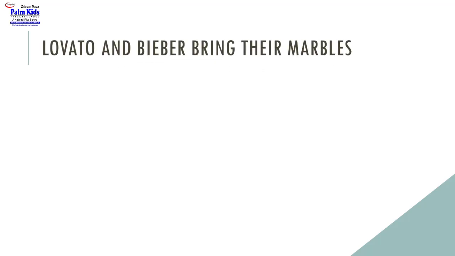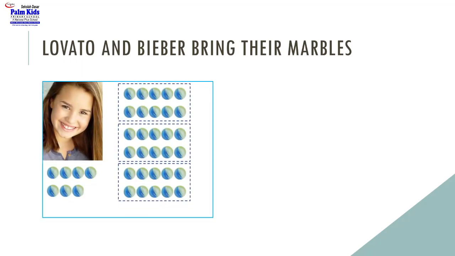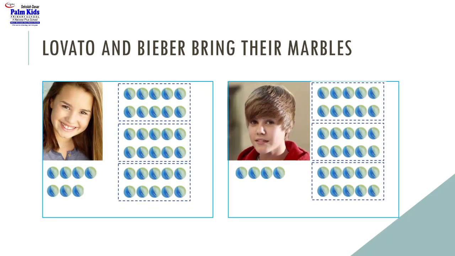Now we have a problem that Fato and Bieber bring their marbles. This is Lofato's marble and this is Bieber's marble. What we have to do first is count the marbles. We count 10, 20, 30, 31, 32, 33, 34, 35, 36, 37. So Lofato has 37 marbles.